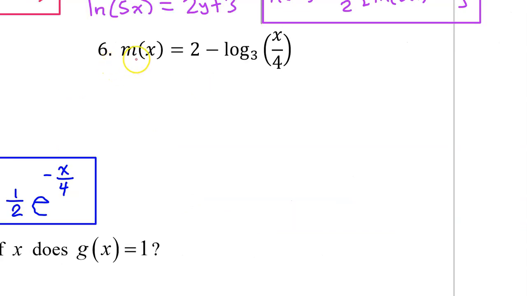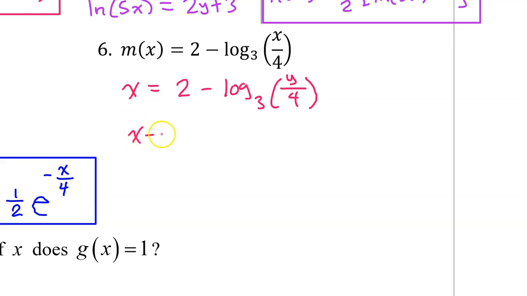Number 6, again we begin by switching x and y. So the x comes out in the front, and we have 2 minus the log base 3 of y over 4. Now we need to solve for y. Begin by subtracting 2 from both sides. So we get x minus 2 is equal to negative log base 3 of y over 4.